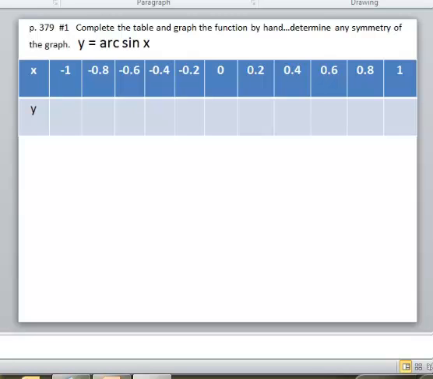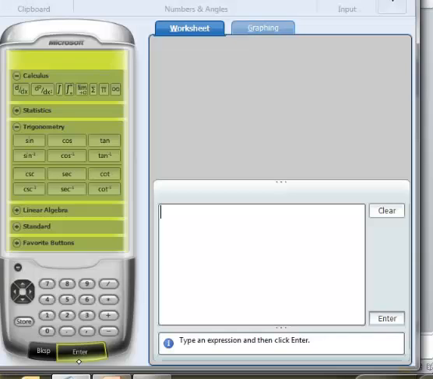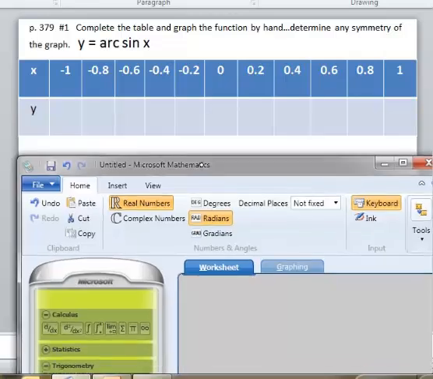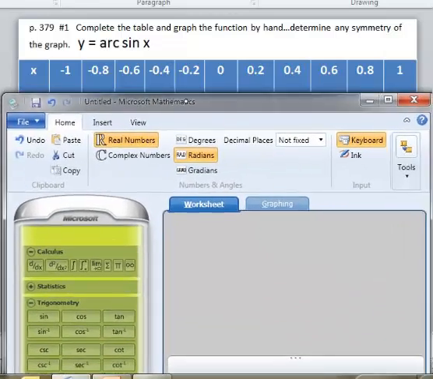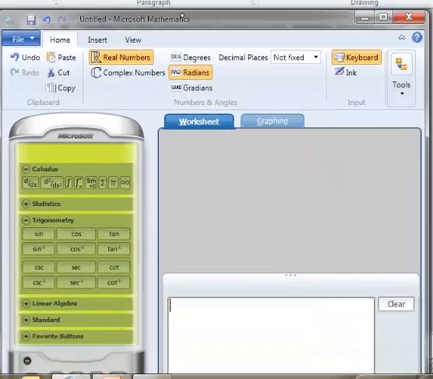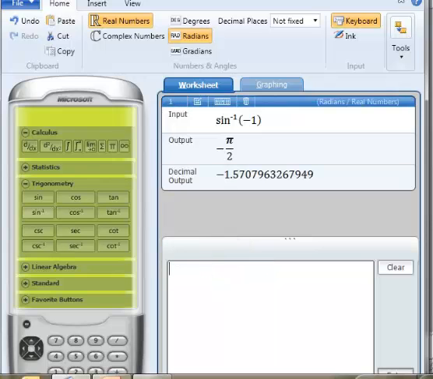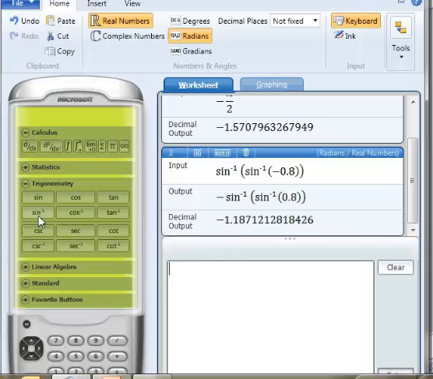So the first thing we're going to do is just fill in this chart. So the chart actually has -1, -0.8, and so on and so forth in it. So I'm just going to start showing you how to put those into your calculator. So you just hit sine inverse of -1, and it gives you that decimal. Then you hit sine inverse of -0.8, and you hit the answer.